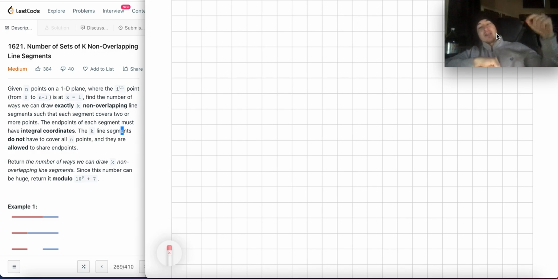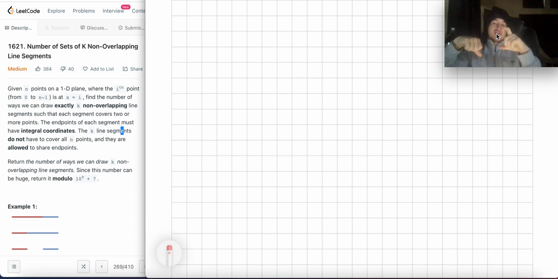So if you had one line that went from 2 to 3, you could have another line that went from 3 to 4. So they can share endpoints, but they can't overlap. You can't have a line from 2 to 4 and 3 to 5, because there would be overlap there, but you could have 2 to 3 and 3 to 4. If they share an endpoint, that doesn't mean they overlap. Return the number of ways we can draw k non-overlapping line segments. And since this number can be huge, we're going to return it modulo 10 to the 9 plus 7.